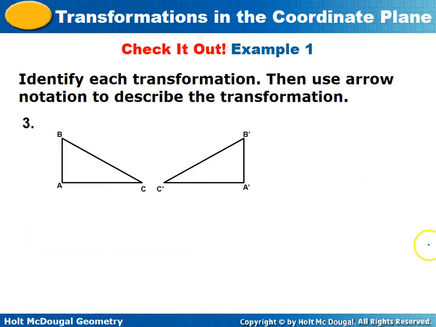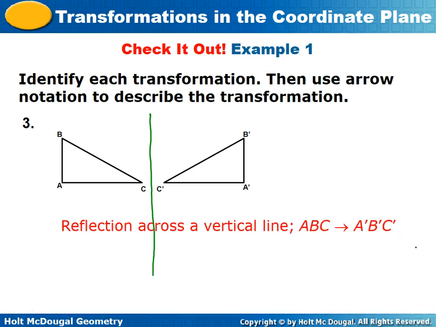So this next one is not in your notes, but I'm going to go over it with you anyway. It says identify each transformation, then use the arrow notation to describe the transformation. This one we should be able to see as a reflection over a vertical line. So our C and C prime are close to that line. Our A and A prime are further away, and so are B and B prime. So this is a reflection across a vertical line. So ABC translates to ABC prime.